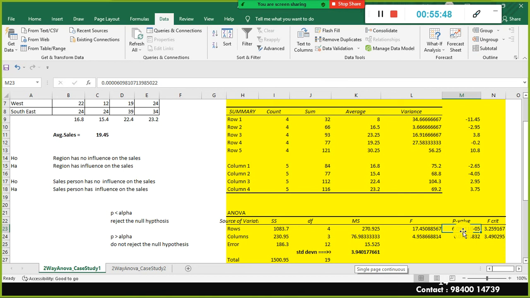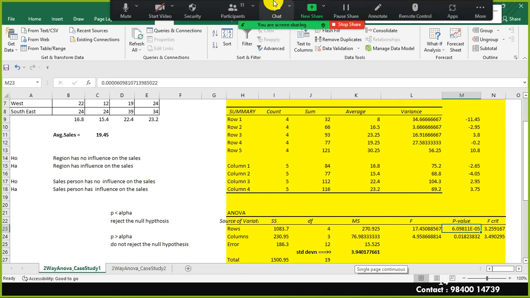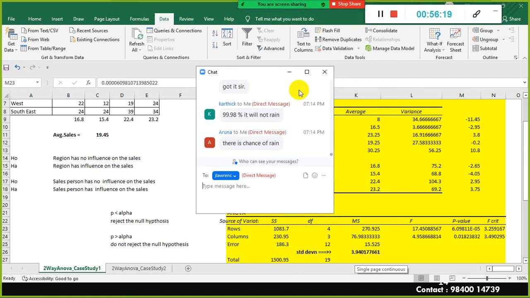Let's say you ask me a question: what is the probability that tomorrow it will rain? And if I say the probability is 0.02, what does that say? All of you, please. Probability values lie between 0 and 1. If I say 0.2 or 0.3, what does it say? The probability of raining tomorrow is, if I say 0.2, very good, Karthik. It will not rain. There is a chance of rain, but it's less.